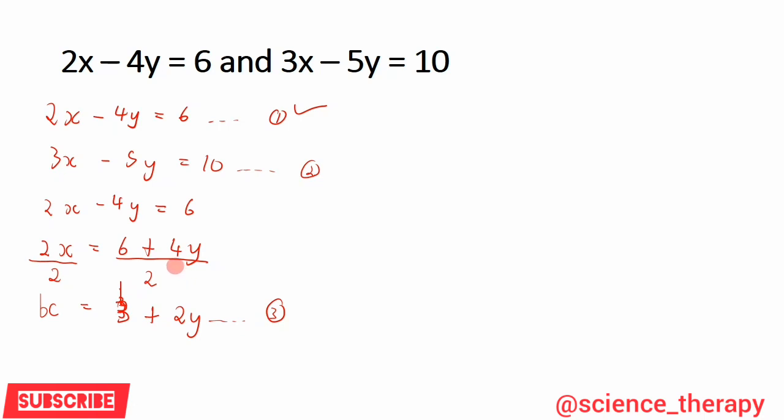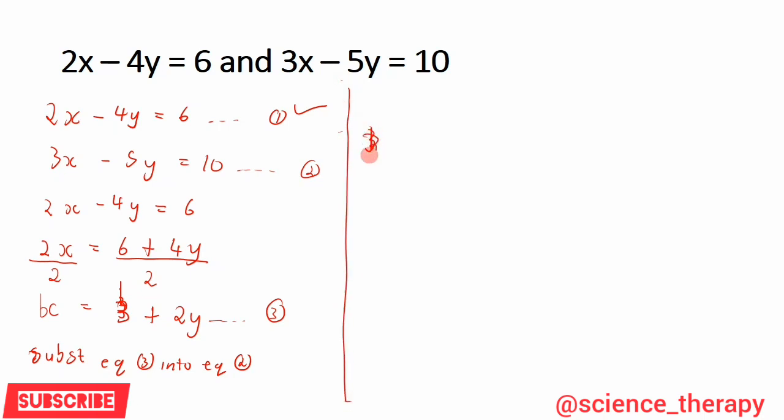Now the following step is to take that equation number 3 and substitute it into the equation we haven't used. So what is the equation that we haven't used? It's equation number 2. Where I see x, I'll have to substitute that expression. So let's write: substitute equation 3 into equation number 2. Equation number 2, so we have 3, and in the position of x, I substitute that expression. This is 3 plus 2y, then minus 5y is equal to 10.